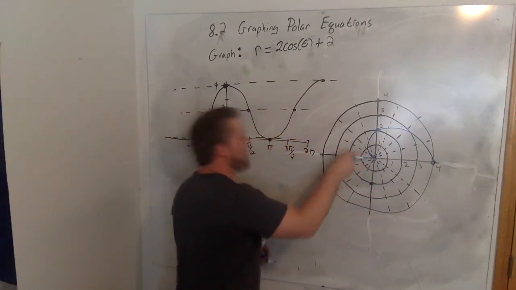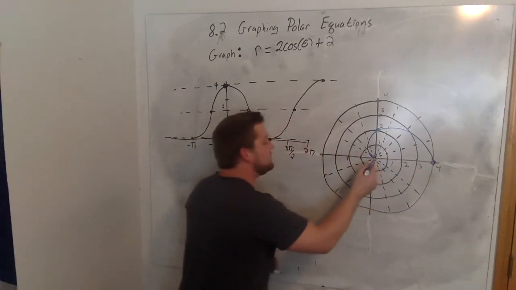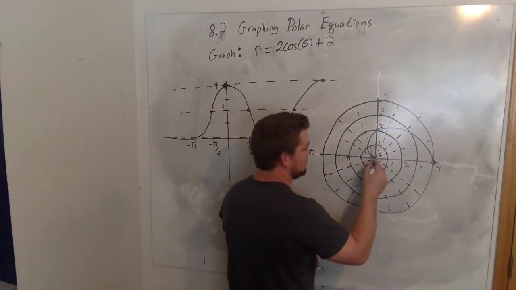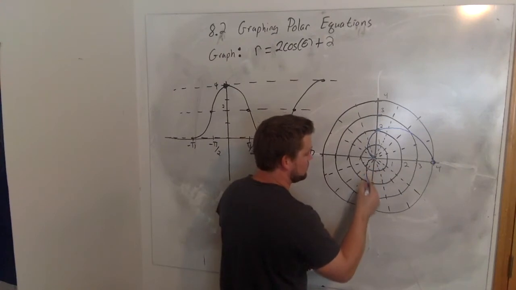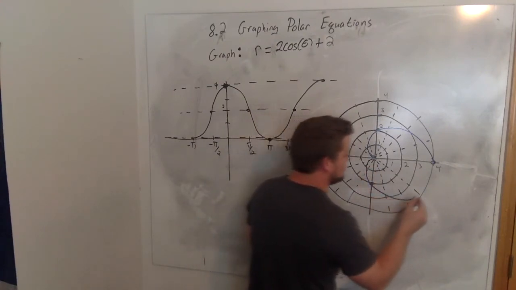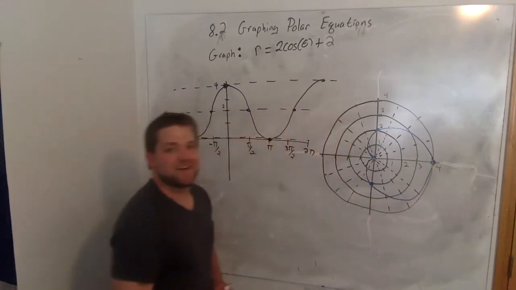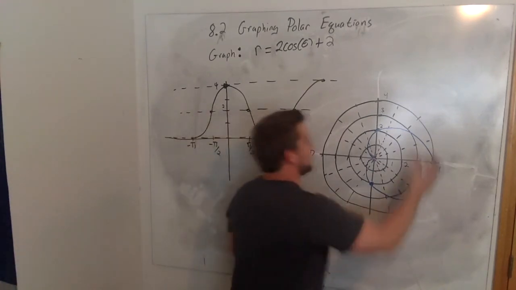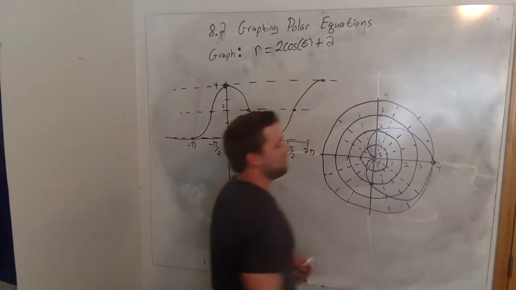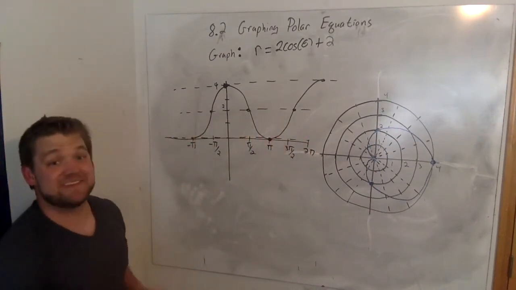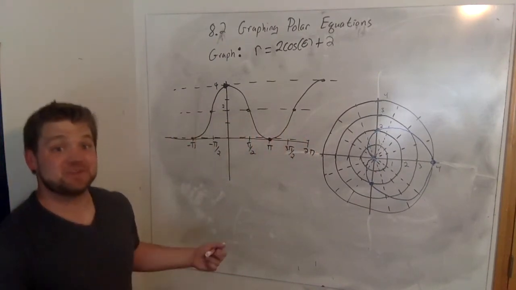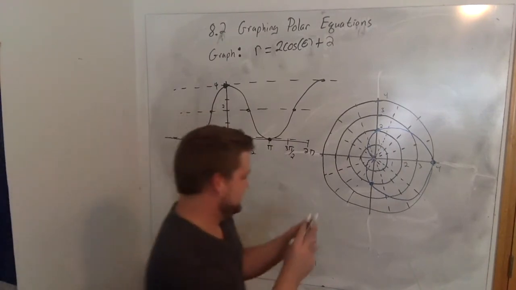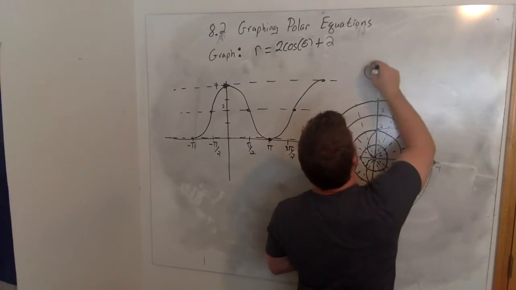For a whole half rotation, we have to keep making our pencil, or our pen, go away from the origin. So something like this. And here we have it. We have this one leaf here, and it's got a little dimple in it. We've actually seen this shape before, in the last video. This is a cardioid, because it looks like a heart.